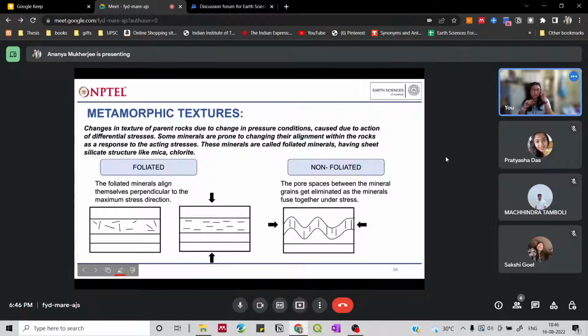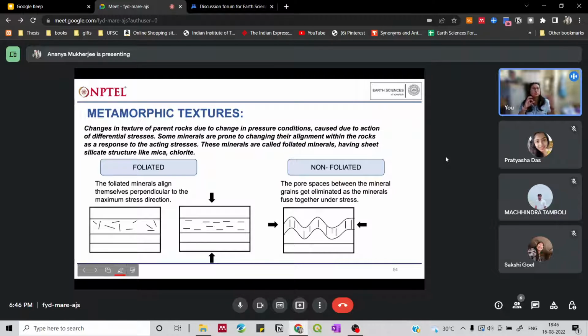So the next we come to is metamorphic textures. Now what is metamorphic textures? It's the alignment of the minerals that are present in the rock. The changes in texture of the protolith, or the parent rock, happen due to the different kinds of metamorphism. Suppose we are taking dynamic metamorphism or regional metamorphism into consideration.